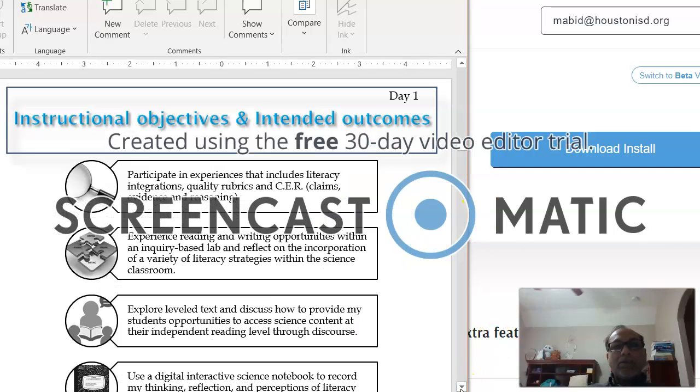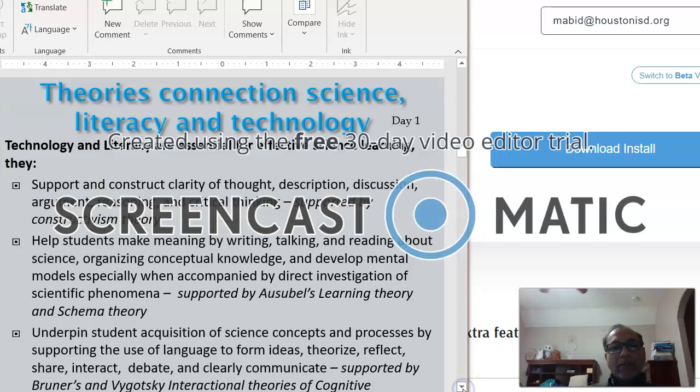And then here is my instructional objective and intended outcomes. My first objective is using literacy integration like a rubric, CER, and text-based reading, so that participants will experience reading and writing opportunities. They will explore leveled text reading, and they will also use a digital interactive notebook throughout the training as a template. And here are some theories that basically support science literacy and technology that I have included.